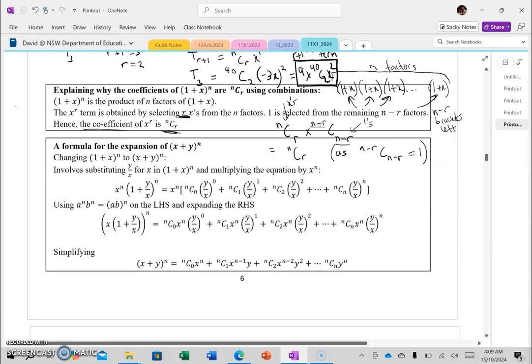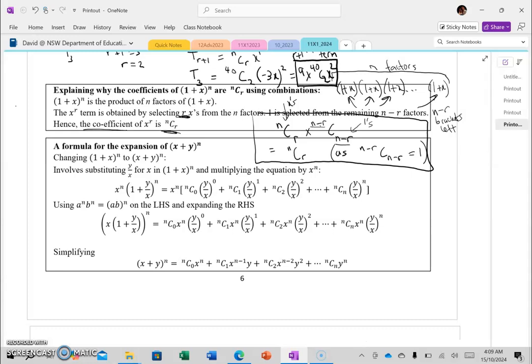Okay, I hope adding this extra bit made it a little bit clearer. This is me selecting the x's from the n brackets. This is me selecting the ones from the n minus r brackets that are left.